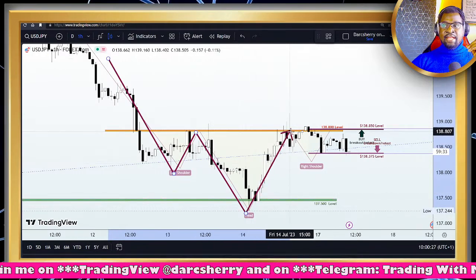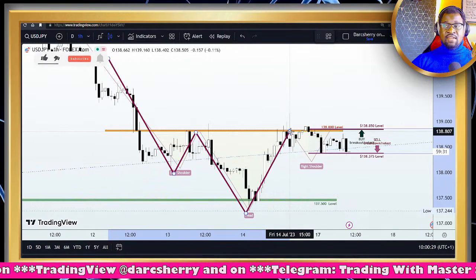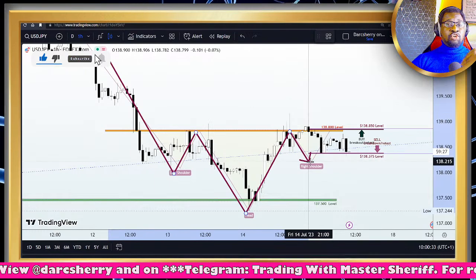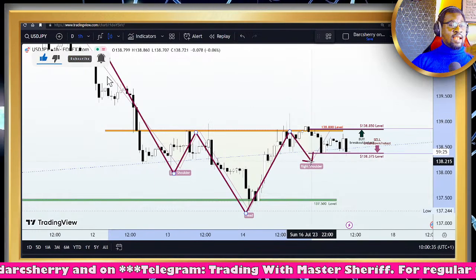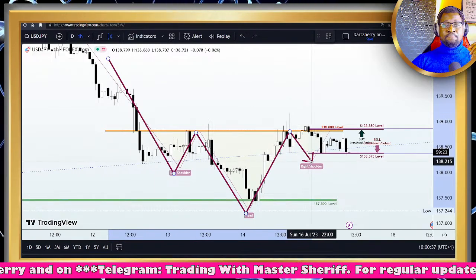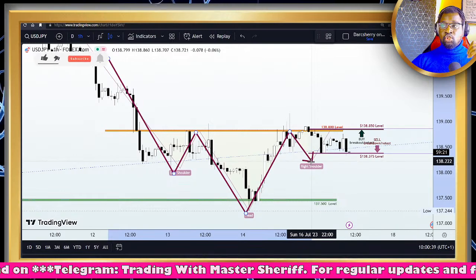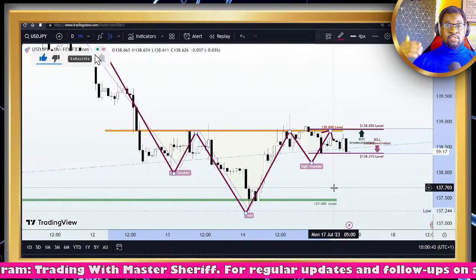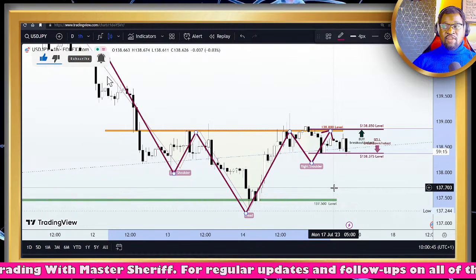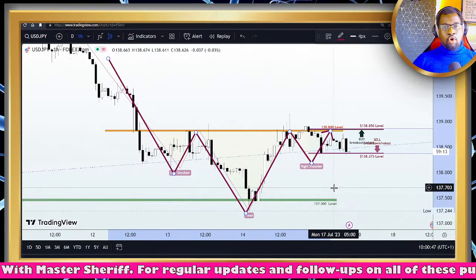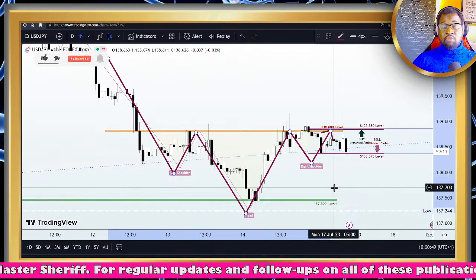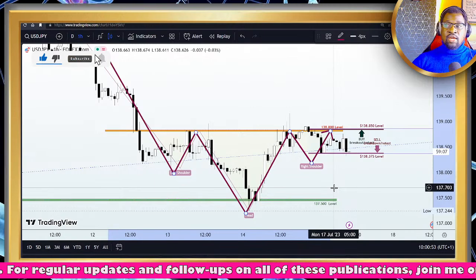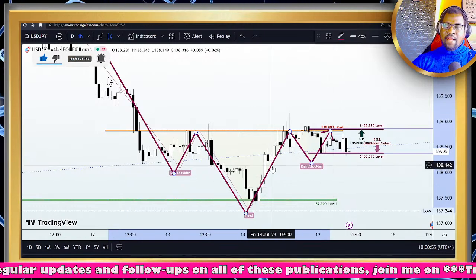Price came back into what's supposed to be serving as a neckline of the structure, and right now we have a situation where price action may likely be going through the formation of the right shoulder of this reversal pattern to further validate this reversal pattern for us. Now, currently, I'm of the opinion that price action may likely be going through the formation of the right shoulder of that inverse head and shoulder pattern.